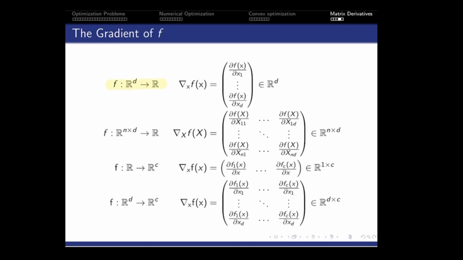So we have a function f from a d-dimensional vector space to the real values, and then we get as a gradient a d-dimensional vector. And if we have a function which maps a matrix to the real values, then the gradient has the same dimensionality as the matrix. And if we have a function which maps one scalar to a c-dimensional vector space, then the gradient here is now a transposed vector, so it's like lying here, and the indices of the function are varied horizontally. And if we have a function which maps from the d-dimensional vector space to the c-dimensional vector space, then we also get as output a gradient which has the dimensionality of d times c.